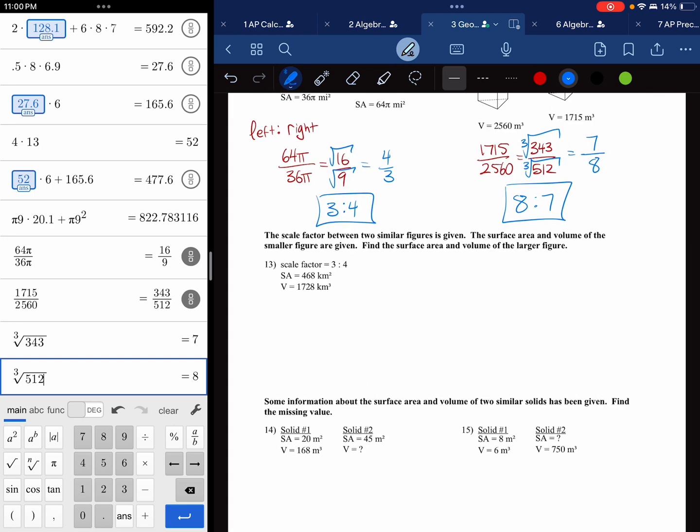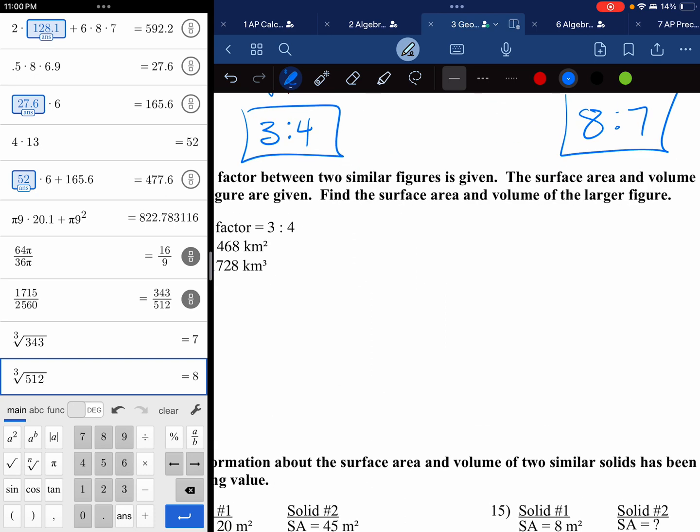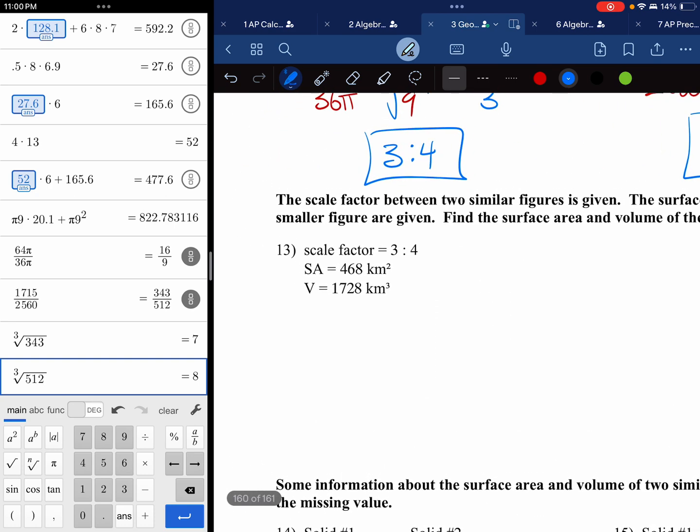All right, number 13. Find the surface area and the volume of the larger figure. To get surface area, I'm just going to multiply by 4/3. To get the volume, I'm going to multiply by 4/3. The only difference is this one is going to be to the power of 2 because surface area is in the second dimension, and this volume is going to be to the power of 3 because it's in the third dimension. So let me just type those in, right?